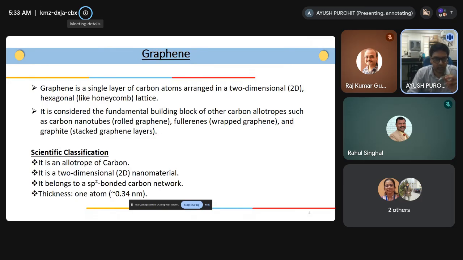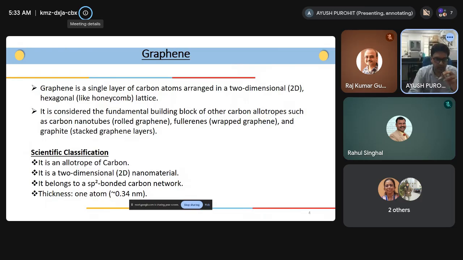So here, this is graphene. Graphene is a single layer of carbon atoms arranged in a two-dimensional sheet of hexagonal lattice, comb-like structure. This is the basic building block of carbon, where it is the allotrope of carbon. There are some other allotropes of carbon, which are carbon nanotubes, fullerenes, and graphite as well. By using 3D graphite, we make a layer of graphene.